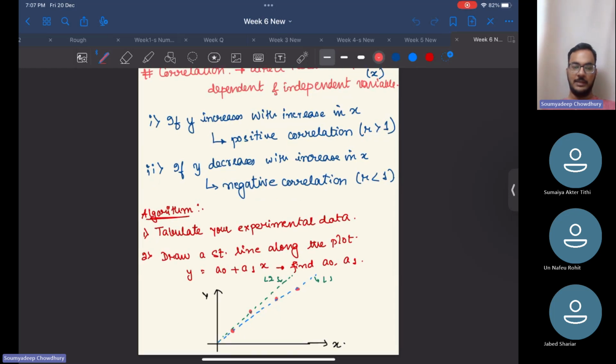So now what is the basic algorithm to find this out? First of all, as I discussed, we prepare a scatter plot from your experimental data. That is, you tabulate your experimental data, and then if you are going with a linear fit, you draw a straight line along the plot.